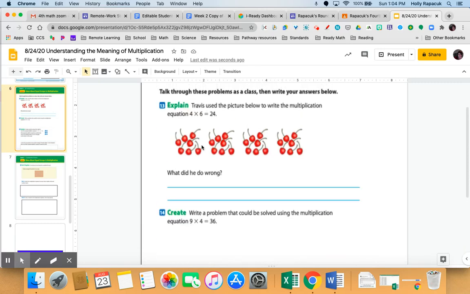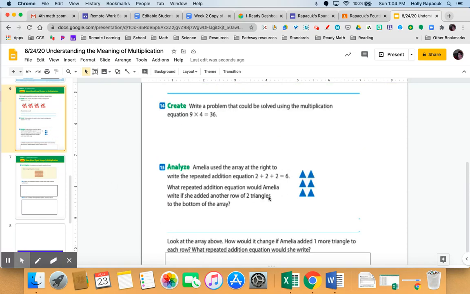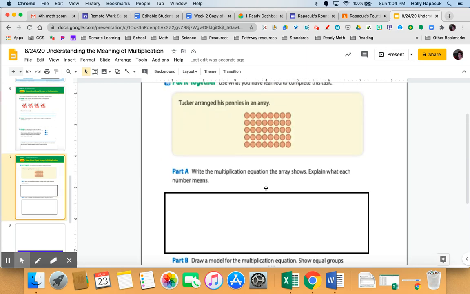So what I want you to do is to try this page, talk through these problems as a class, then write your answers below. We will talk about these as a class, but I want you to do these on your own and bring them to our Zoom lesson. So you're going to do 13, 14, 15, and then 16, A and B on the next page.